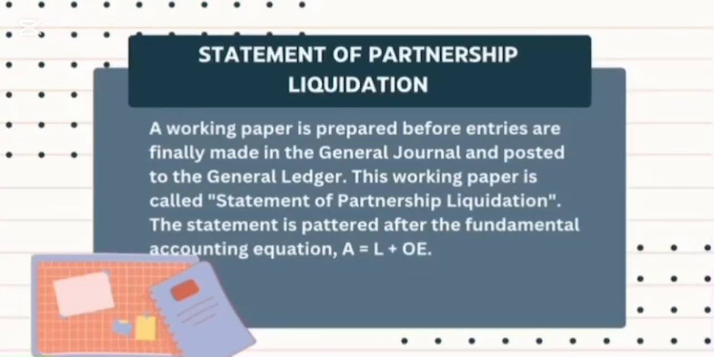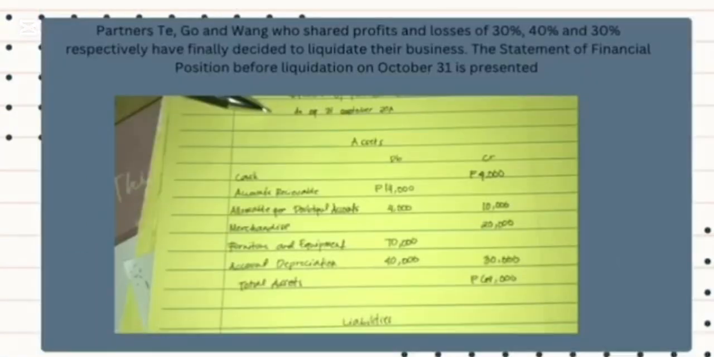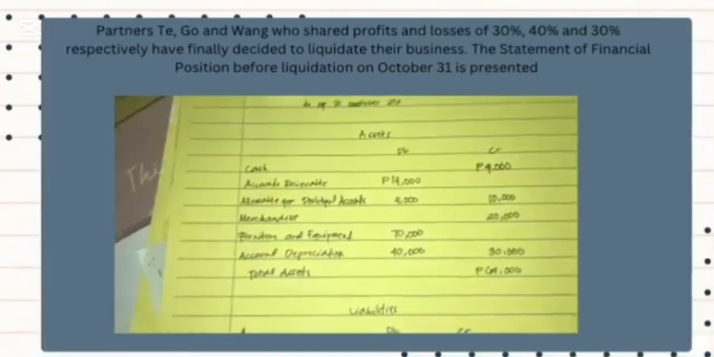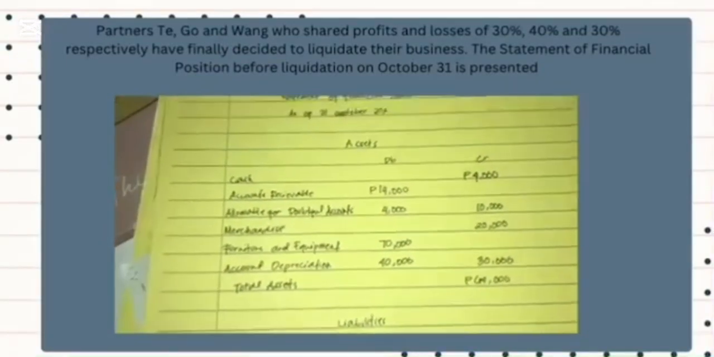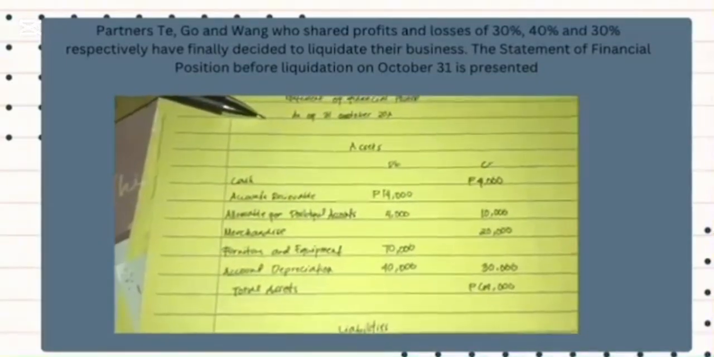The statement of financial position before liquidation on October 31 is presented on the table. This table represents the statement of financial position of Tigoang Partnership as of October 31, 20A. The statement is divided into three sections. First one is the assets, second one is the liabilities. Tigoang Partnership Statement of Financial Position as of October 31st of 20A.